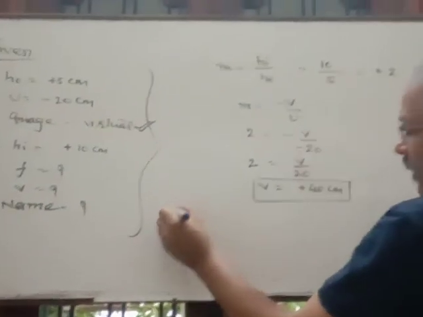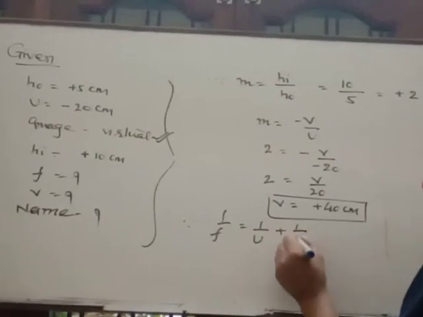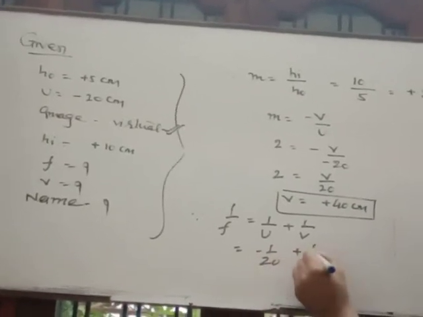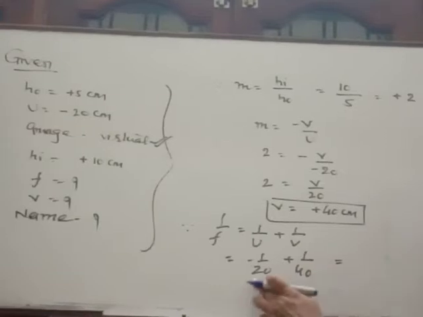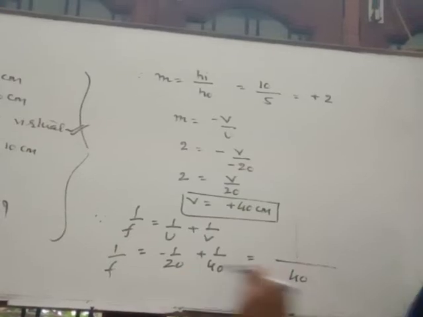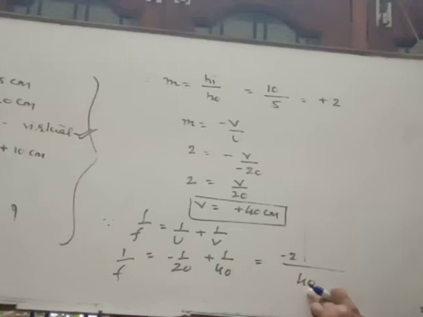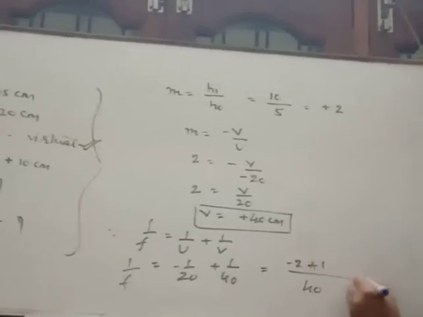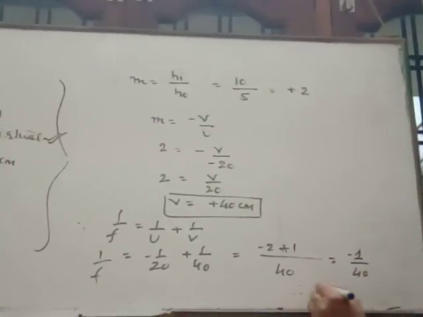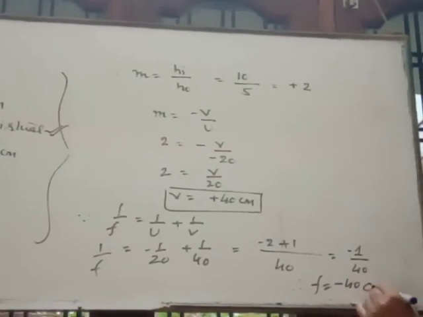So v is known. Now use the mirror formula, 1 upon f is equal to 1 by u plus 1 by v. u is minus 20, v plus 40. So LCM of 20, 40 is 40. 2 twos are 2 into minus 1, it is minus 2. 40 ones are 40, 1 into 1 it is 1. It is minus 1 by 40. Take its reciprocal, so f is equal to minus 40 by 1, that is minus 40 centimeter.